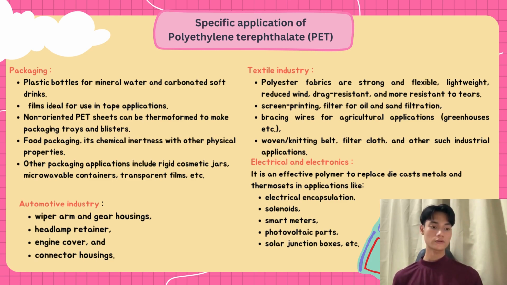It's also used for woven and knitted belts, filter cloth, and other such industrial applications. For the automotive industry, PET is used for making wiper arms and gear housings, headlamp retainers, engine covers, and connector housings. For the last one, electrical and electronics, PET is a very effective polymer to replace die-cast metals and thermosets.